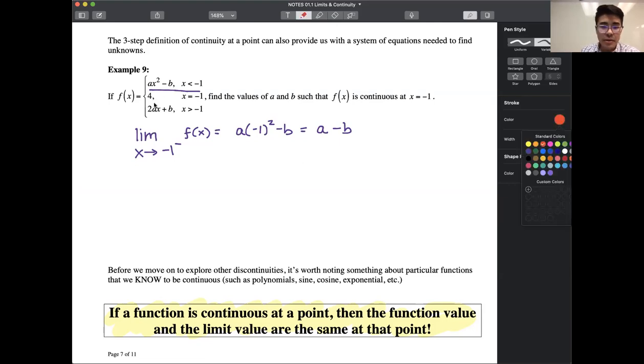We can do something similar by evaluating the limit from the right-hand side. The limit as x approaches -1 plus of f of x.